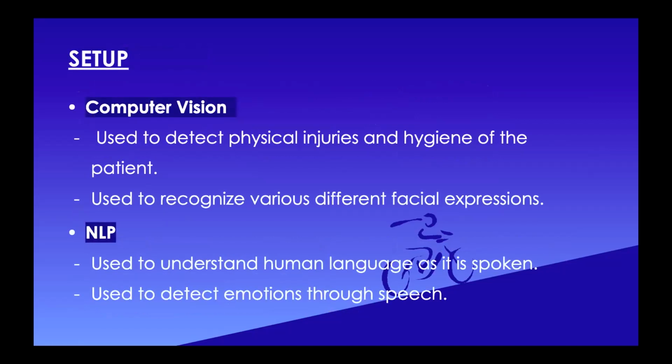So setup. The machine should be set up through these 2 points, which is computer vision. So computer vision will be used to detect physical injuries and hygiene of a patient, and it is used to recognize various different facial expressions. So NLP, we know what is NLP. NLP is natural language processing. It is used to understand human language as it is spoken, and it is used to detect emotions through speech.